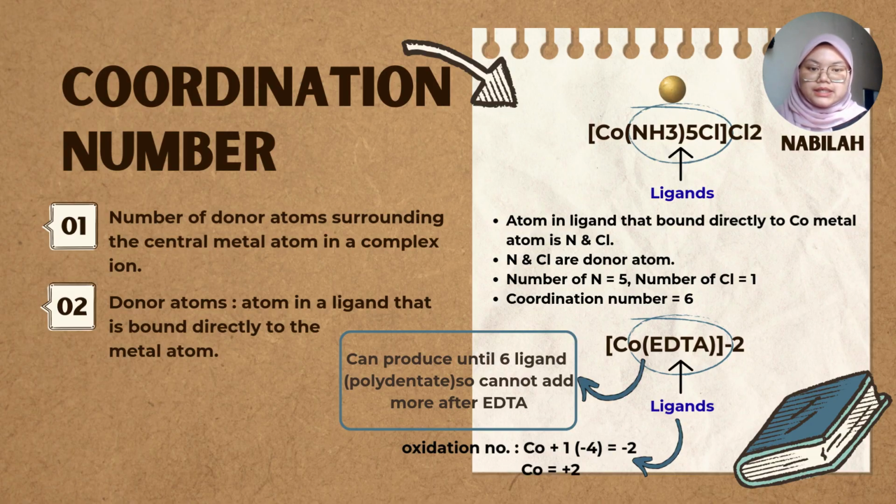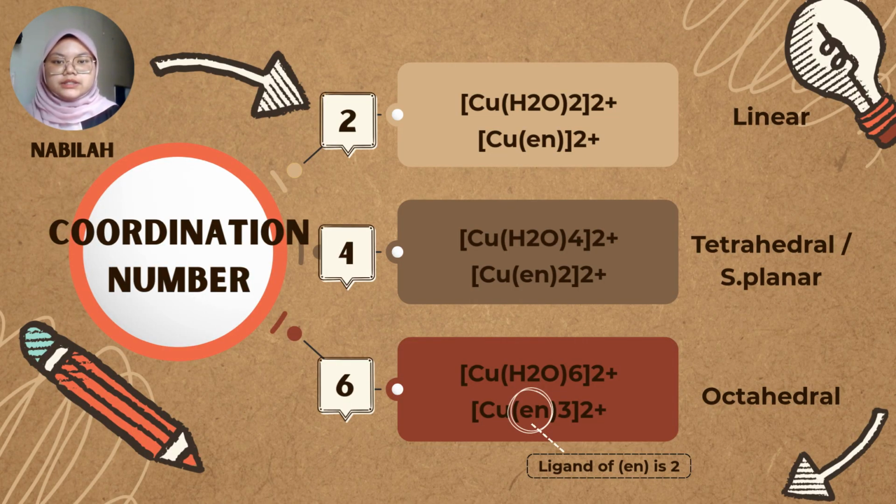EDTA is a hexadentate ligand, meaning it donates 6 donor atoms to the metal. Once EDTA binds to the metal ion, no additional ligands can attach. Thus, the coordination number is also 6. Okay, the coordination number also determines the shape or geometry of the complex. If the coordination number is 2, the geometry is linear. If the coordination number is 4, the geometry can be tetrahedral or square planar. If the coordination number is 6, the geometry is octahedral.